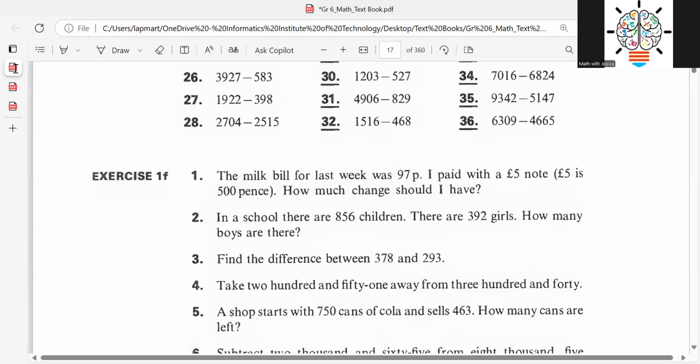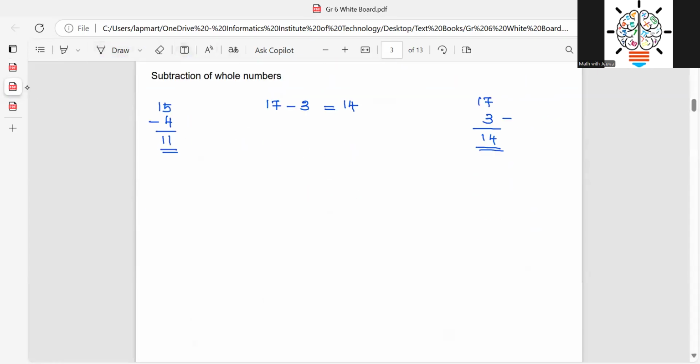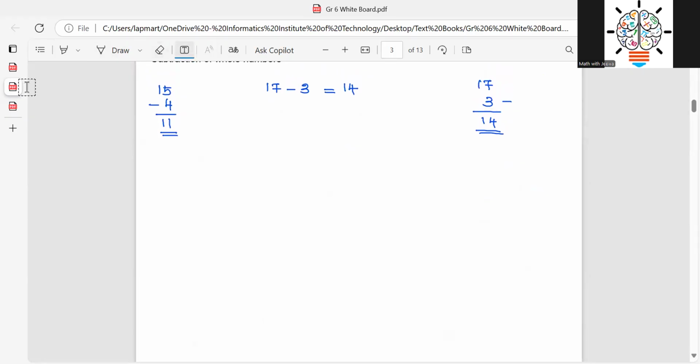So then you just see that he has paid with a 5 pound note. So that means how much has he paid? This is how you want to write the answers. You take your theory book first and then you put the date. Today it is 6th of August 2025.